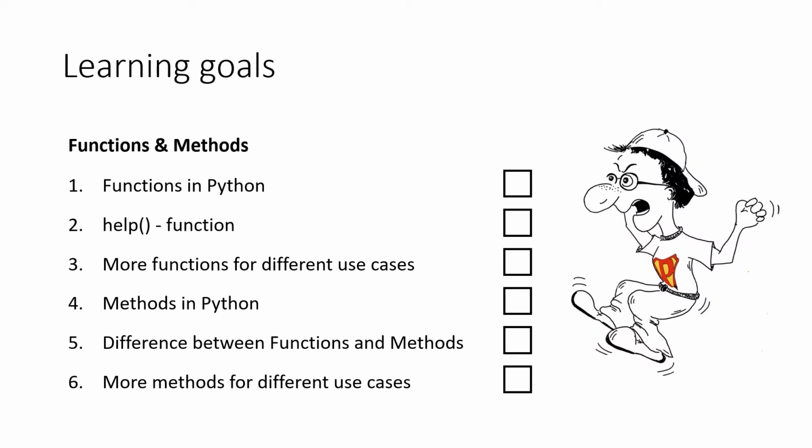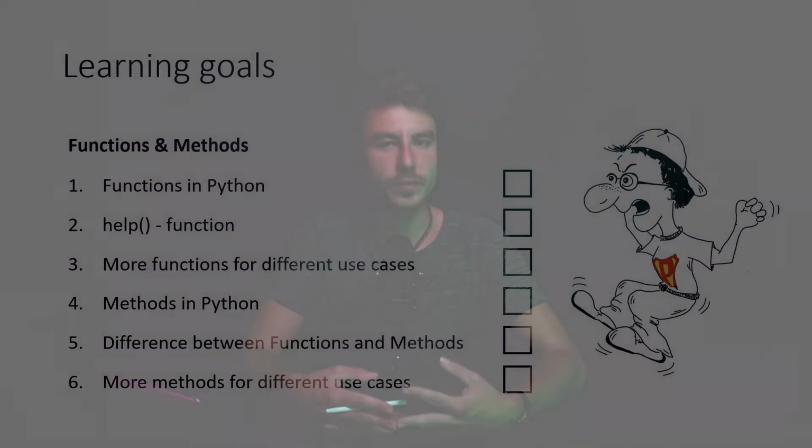The learning goals for this part are, first of all, an understanding of functions and how we can apply them. After that, how we can use the help function to help ourselves. And in the end, some use cases or examples so that we learn a couple more functions. After that, we do the same exact concept for methods in Python and also use cases and examples. In the end, though, we have a little recap of the difference between functions and methods, because at least for me, these are quite confusing sometimes.